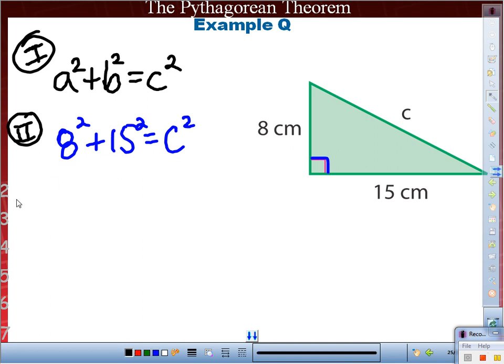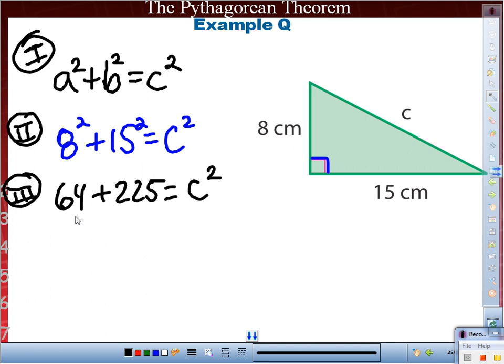Now that we have this, tell your neighbor the third step, everyone. Solve. Not solve yet. Solve the square. Simplify. What is 8 squared? 64. What is 15 squared? 225. And all that equals c squared. We're not done with simplifying. 64 plus 225 is 289 equals c squared.